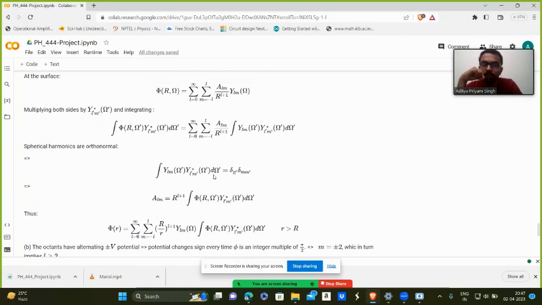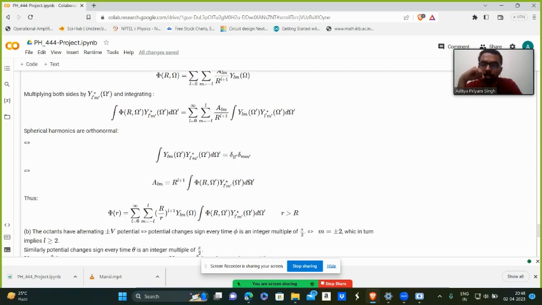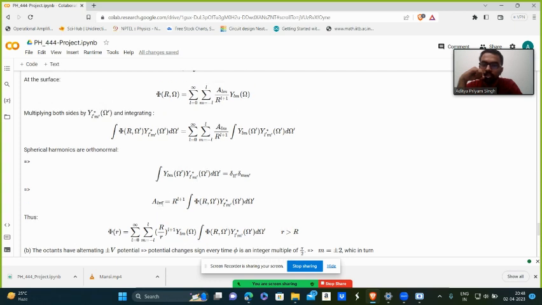So the integral of Y_LM times Y star L dash M dash d omega would be this combination of two Dirac delta functions, delta of L L dash and delta of M M dash, which is zero if either L or M is not equal to L dash or M dash, and will be one only if L equals L dash and M equals M dash. So this gives us the equation for the coefficient A_LM as R to the power L plus 1, and this integral of phi Y star.